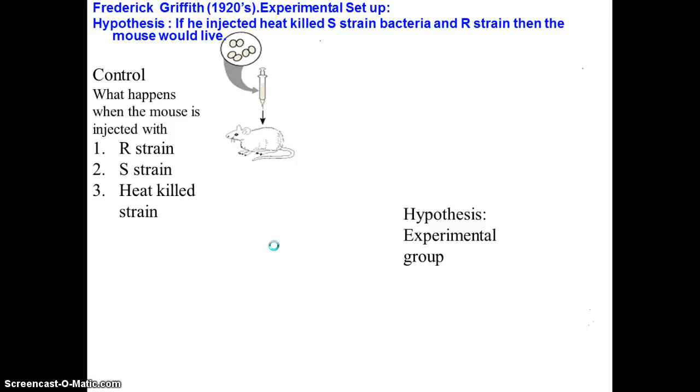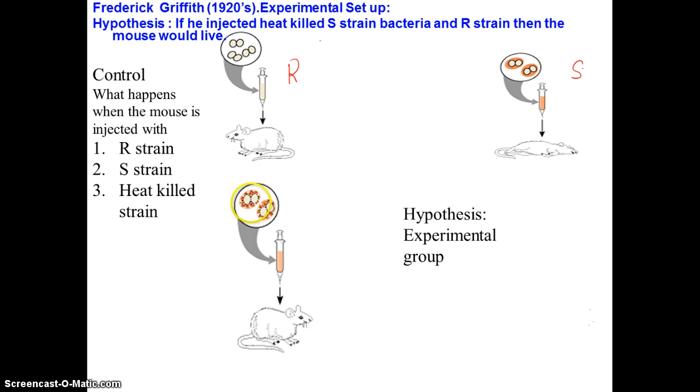So basically his first step was, of course, his controls. When he injected the mouse with the R strain, the mouse lived. When he injected the smooth strain, the mouse died. And when he injected the heat-killed S strain, the mouse lived.